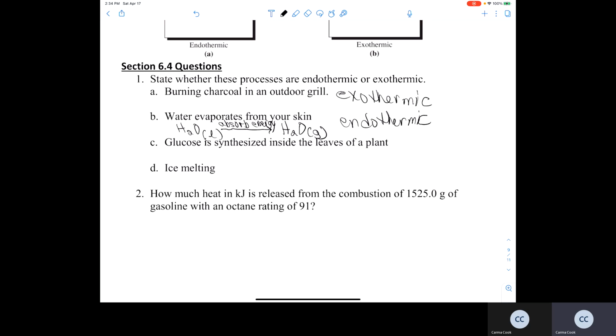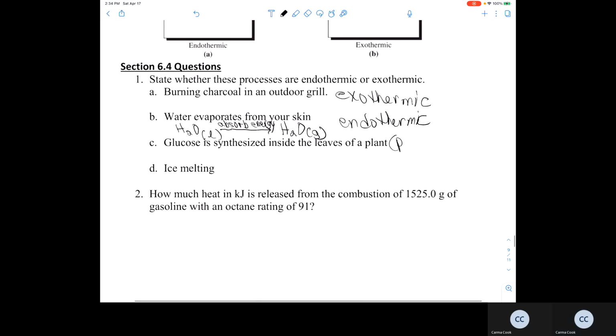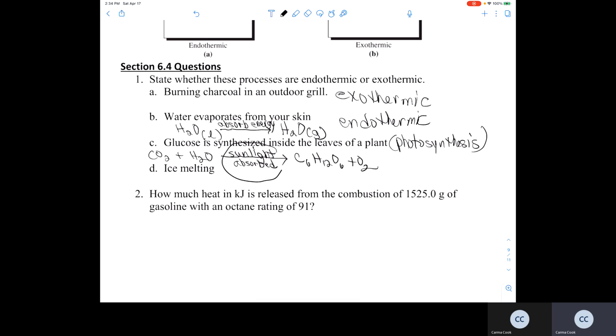Glucose is synthesized inside of the leaves of a plant. This is photosynthesis. And therefore, the plant takes in CO2 and water vapor and absorbs energy from the sunlight to produce glucose and oxygen. So sunlight being absorbed, this is also an endothermic reaction.